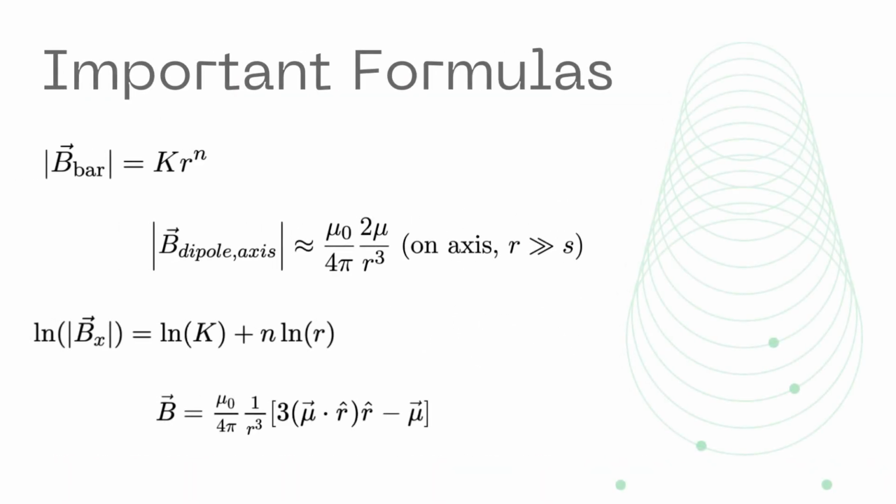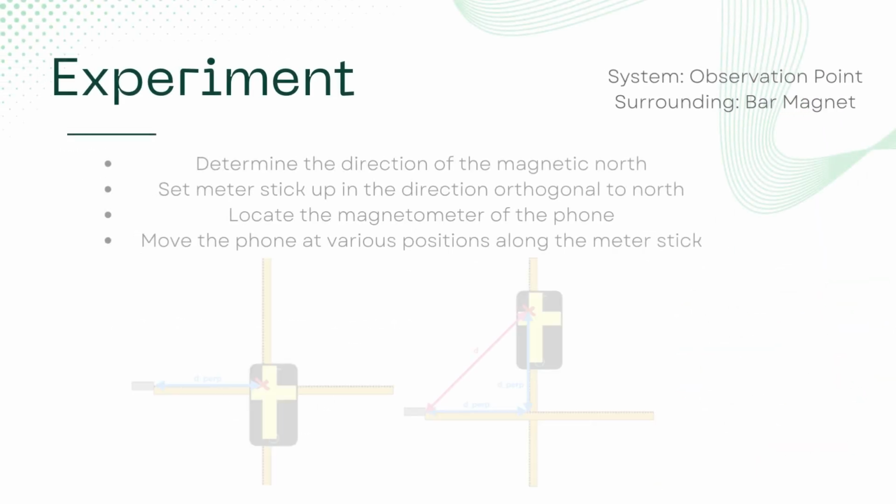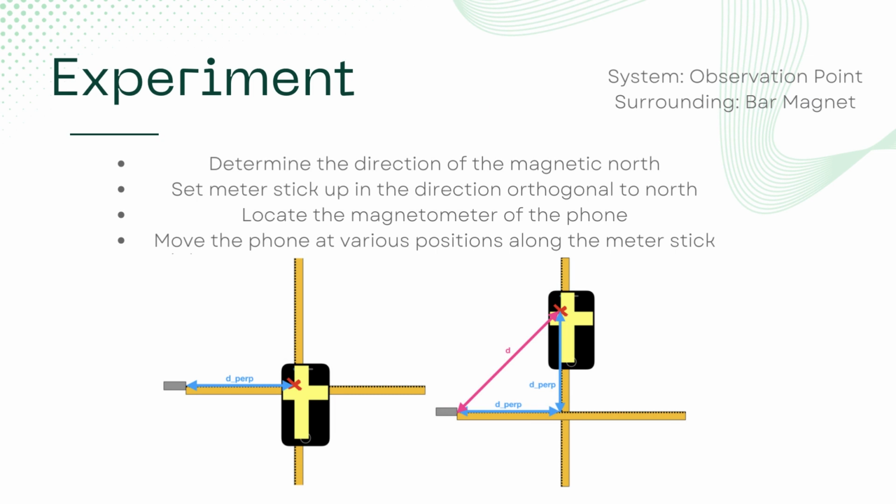The top two formulas describe the magnitude of the magnetic field due to a magnetic dipole. This will be helpful later on when we solve for the mu value, the magnetic dipole moment of that magnet. The next formula will allow us to linearize our experimental data, and the bottommost formula describes the magnetic field of a dipole at any location. At the bottom of this slide, a diagram of the setup of this experiment is shown.